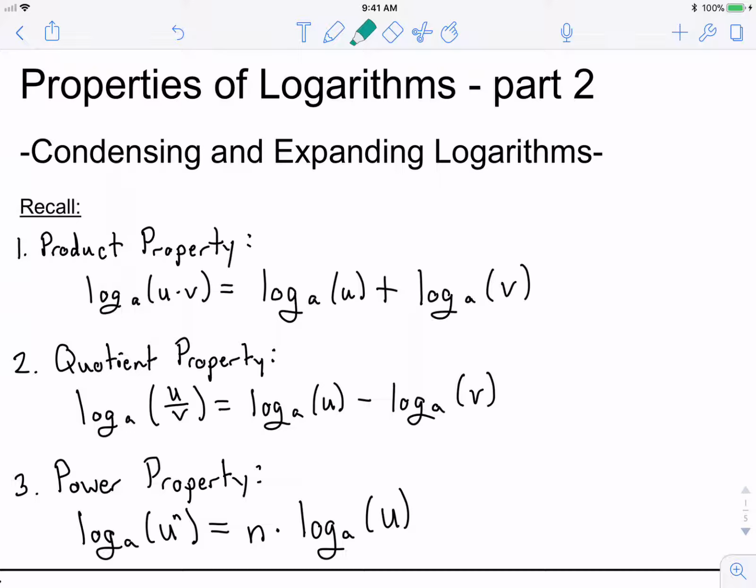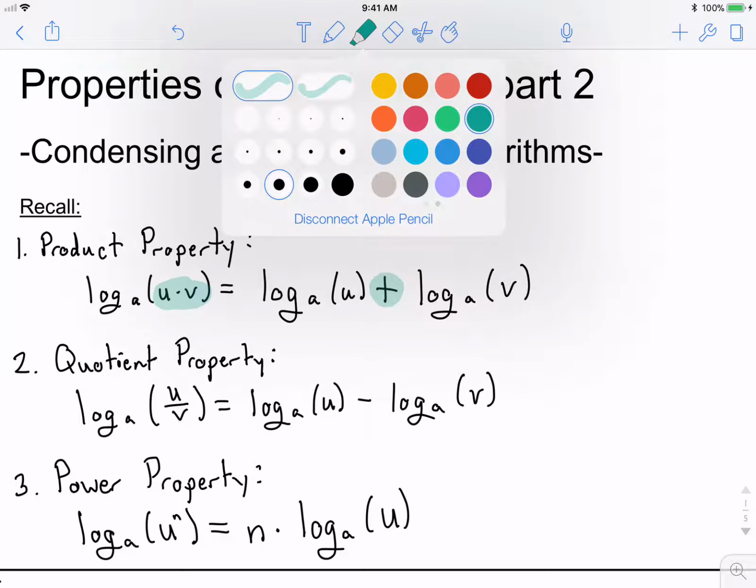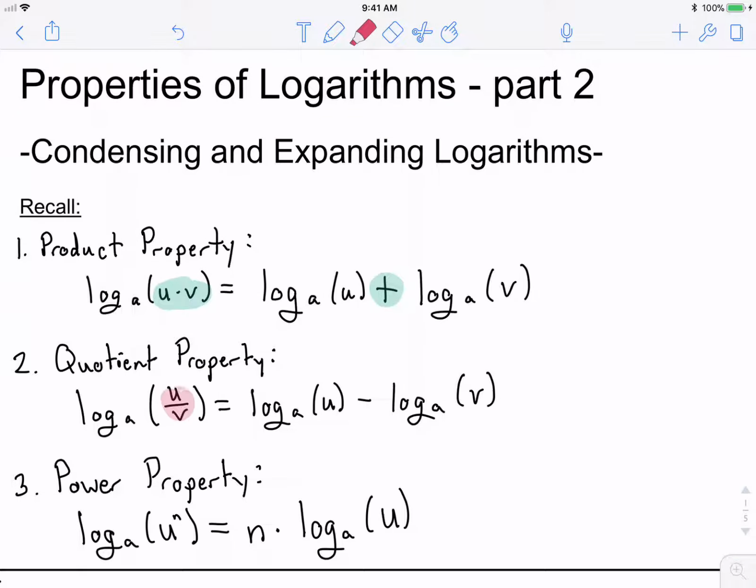We have the product property that says if we have multiplication inside the log, we can split it up into two new logs, and that multiplication becomes addition. Similarly, we have the quotient property that says if we have division inside of the logarithm, we can split it up into two logs, and the division simplifies down to subtraction. And finally, we have the power property, which says if we have an exponent inside of the log, we can simplify this and bring that exponent outside and make it multiplication.